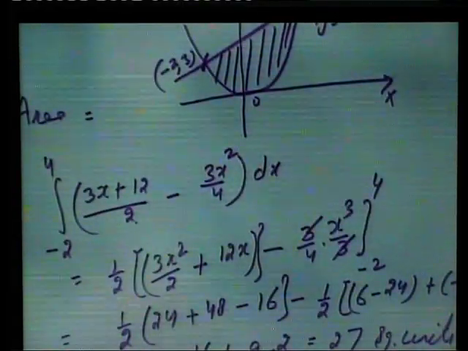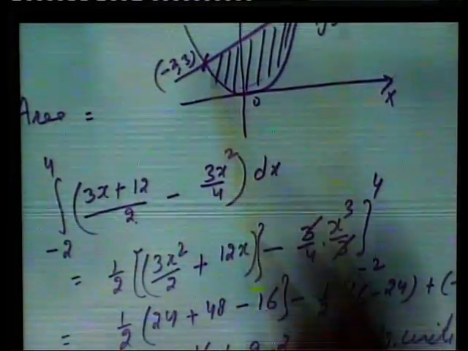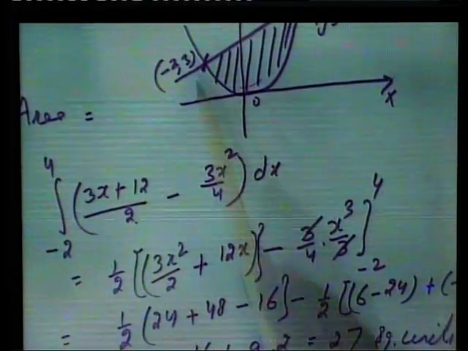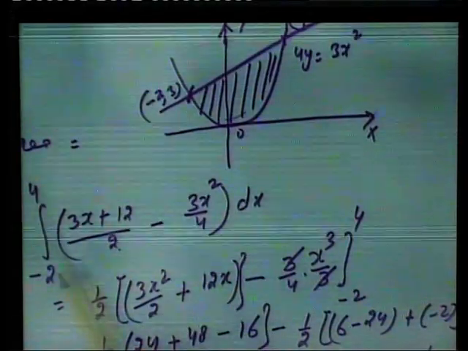Now we find the area. Required area is where it is parabola and the line. Points of intersection are minus 2, 3 and 4, 12. Limits are from minus 2 to 4.